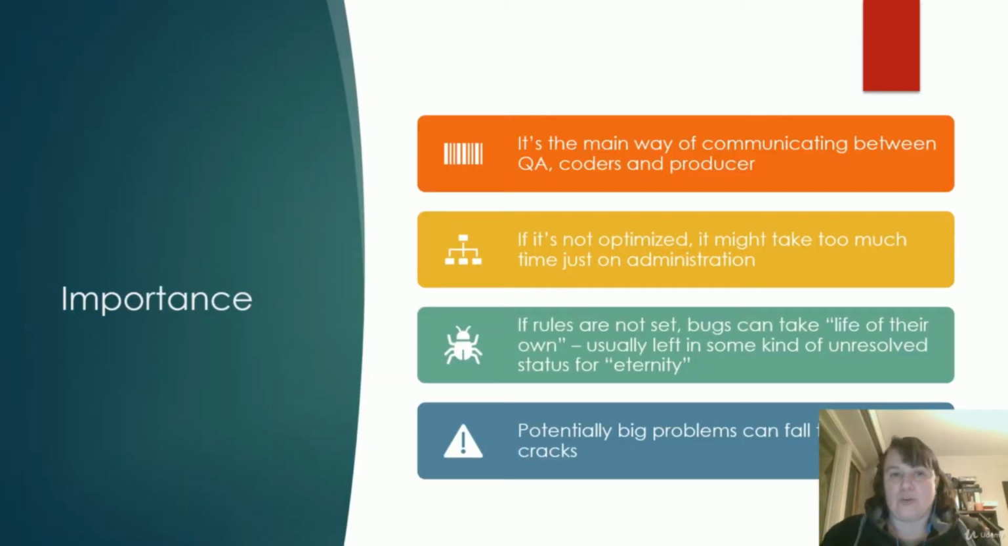So why is this important? Why do we have a separate module about it? The bug report is really the main way of communicating between the QA, the coders, and the producer. Sometimes you are lucky enough and your whole team is sitting in one room. But I'm recording this in early 2021, and most of us are working from home, and we have to rely on written communication and occasional calls here and there.